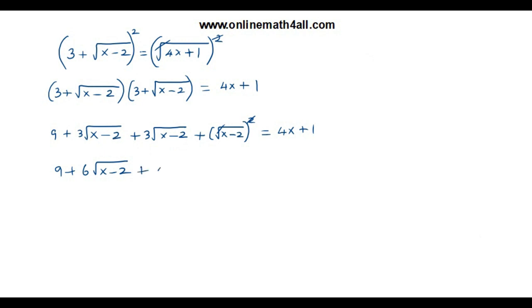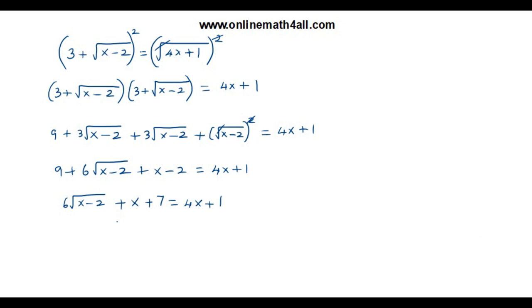Further, here the square root and square cancel out. We get x minus 2 is equal to 4x plus 1. We can write the 6 times square root of x minus 2 as it is. We can combine the number 9 and the number negative 2. So we get positive x, and when you combine 9 and minus 2, it will be positive 7, equal to 4x plus 1. Now there is only one square root term, which is 6 times square root of x minus 2. So we have to isolate that first.